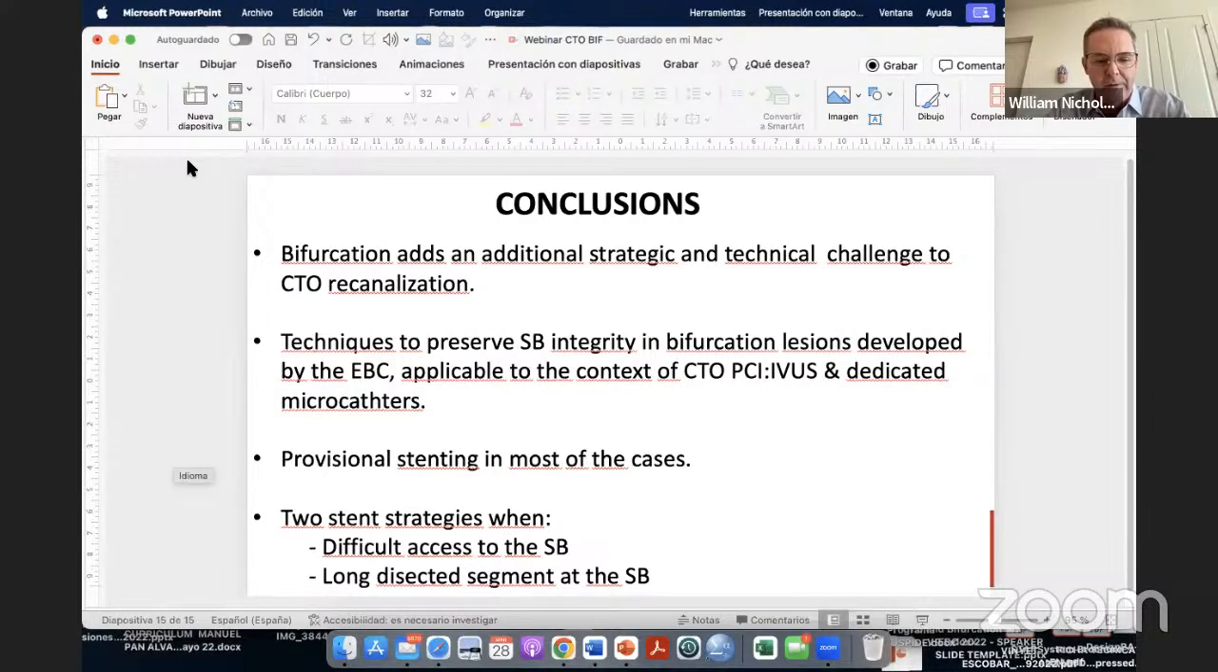And then if you do have the unfortunate situation where that flap does extend across your main branch, since you have it marked, it becomes pretty easy most of the time to penetrate that with a tapered penetrating wire and get back into the true lumen, and then you can work your way through. But it's really nice presentation.